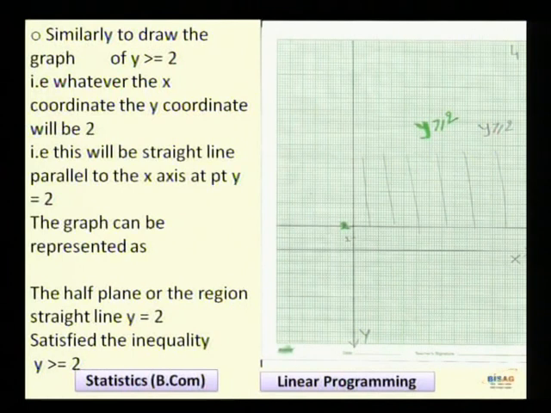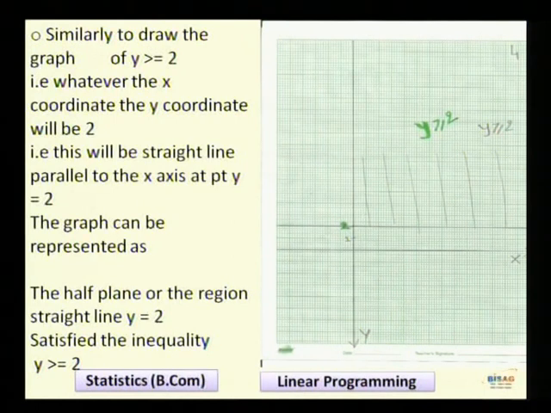Similarly, if we want to have a greater than or equal to region, say we consider we need a graph of y is greater than or equal to 2. Sometimes there is a constraint that we need to produce at least 2 units. That means y is greater than or equal to 2. So whatever the x coordinate, the y coordinate will remain 2. That is, this will be a straight line parallel to the x axis at point y equal to 2. This graph you can see on the right side.